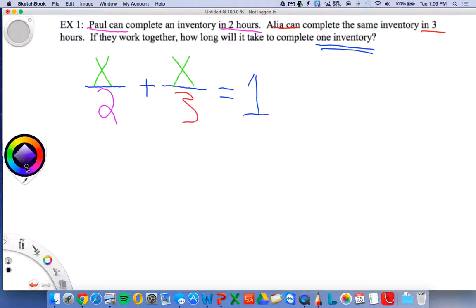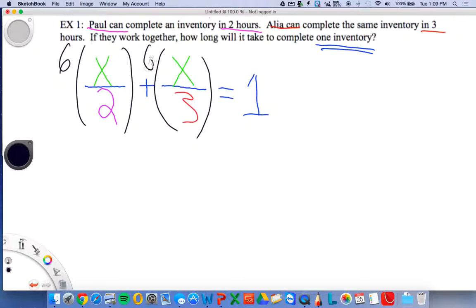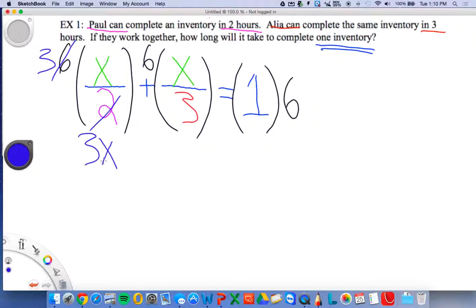So LCM between 2 and 3 is 6. Multiply that by 6. Multiply that one by 6, and don't forget anything you do to the left side, you also have to do to the right. Looking at this, you can use canceling. 6 divided by 2 gives you 3. 3 times x is simply 3x. 6 divided by 3 is 2. 2 times x is 2x. And then 1 times 6 gives you 6.